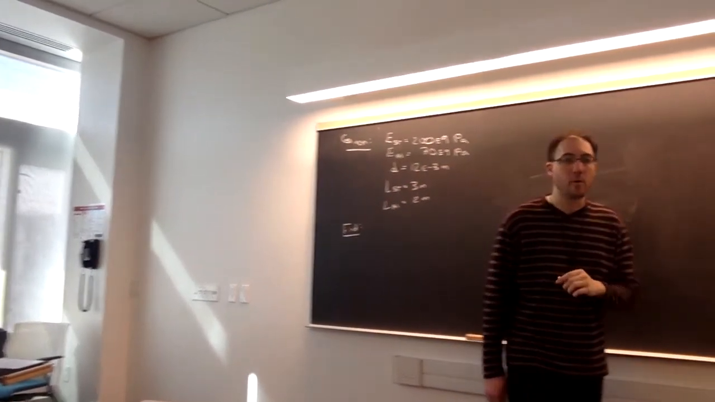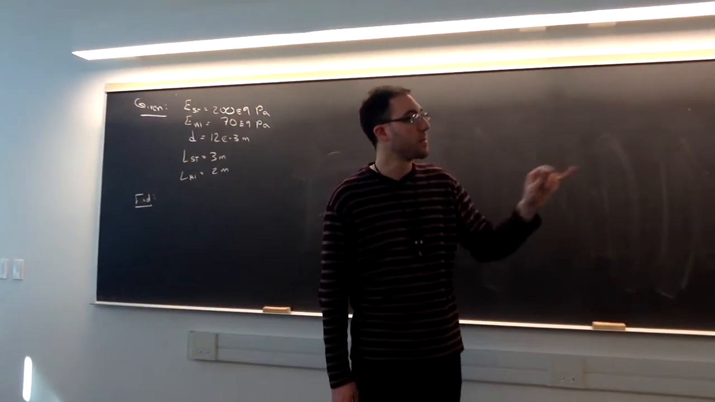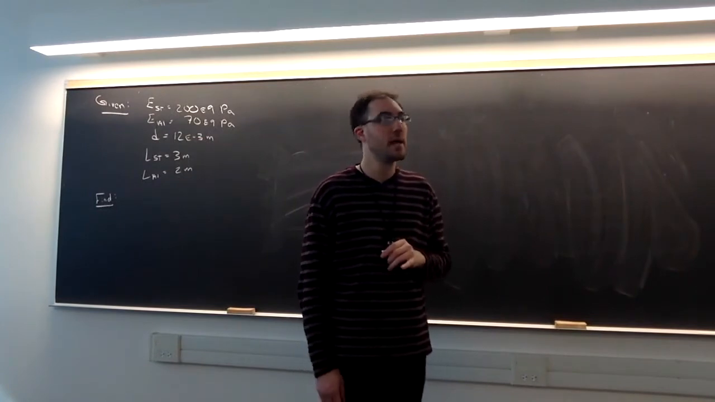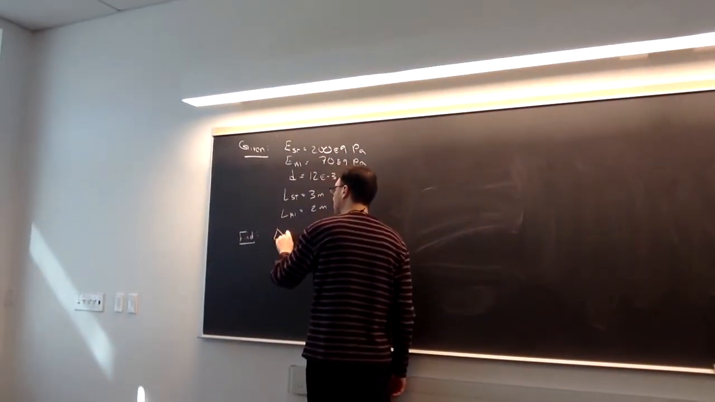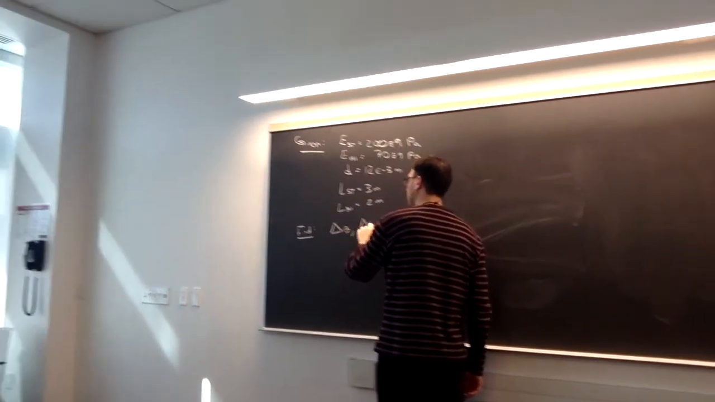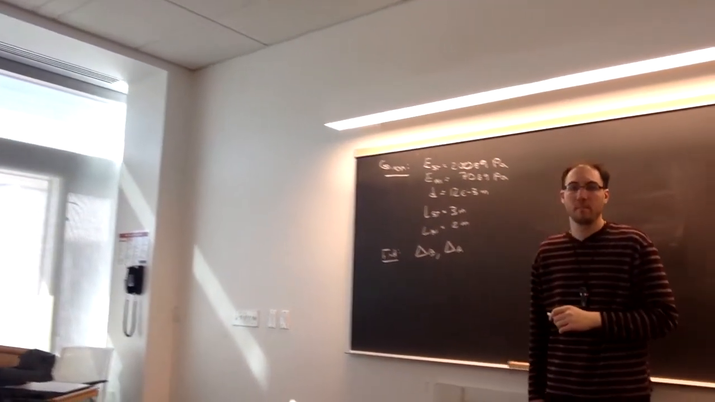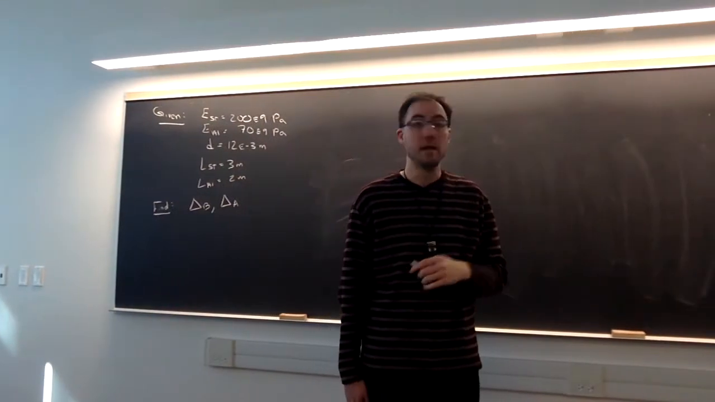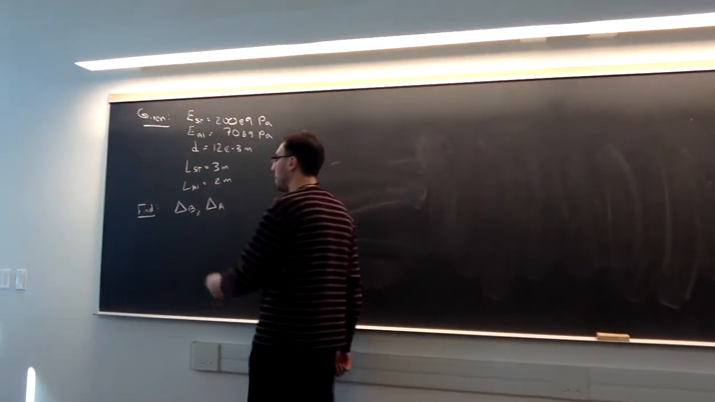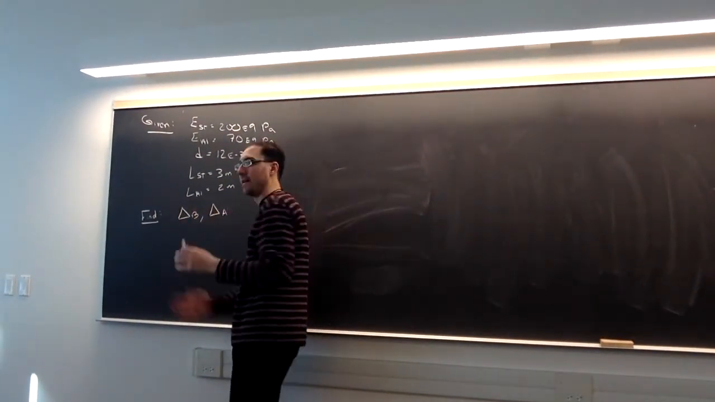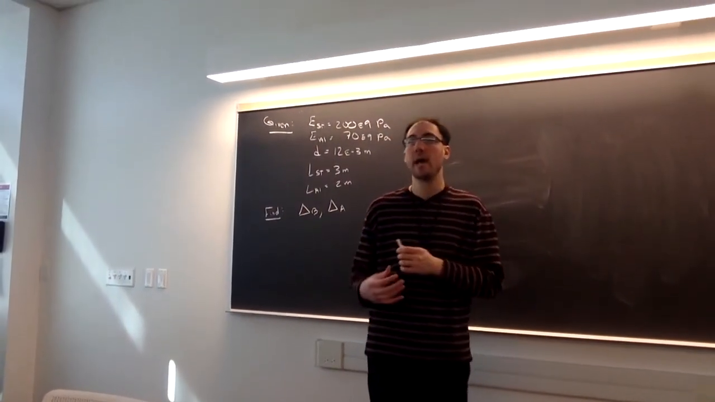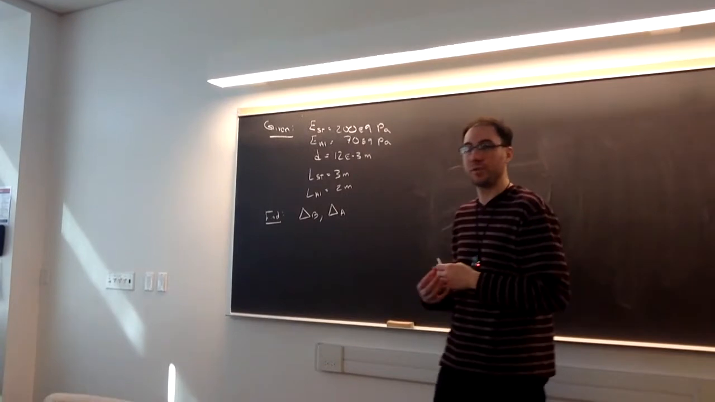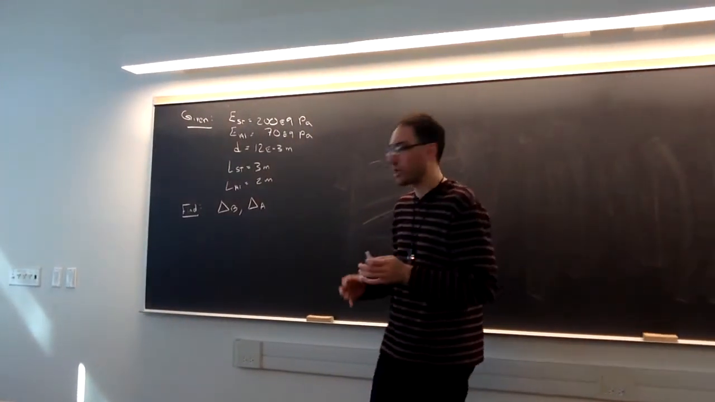And under this loading, we're asked to find two things. We want to know how far B was displaced and how far A was displaced. I'm going to call that big delta B and big delta A. Usually for my notation, I use capital delta to designate for a system how far it moves relative to a stationary point, and the lowercase delta will refer to the deformation in a section.